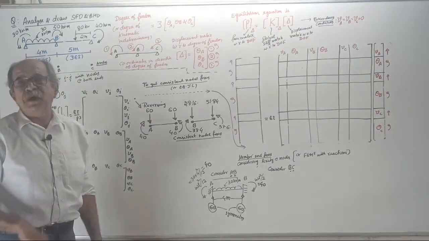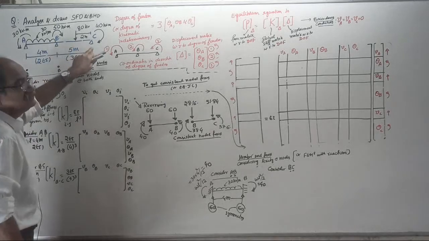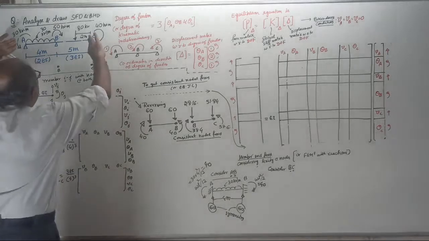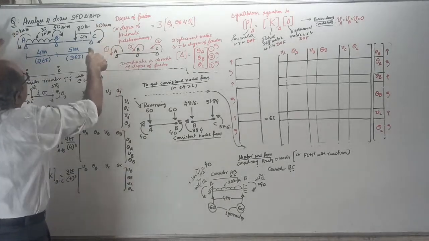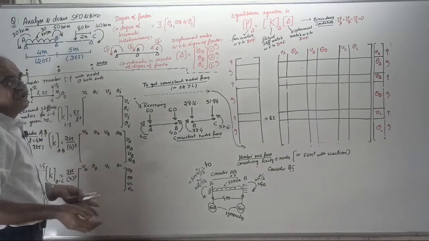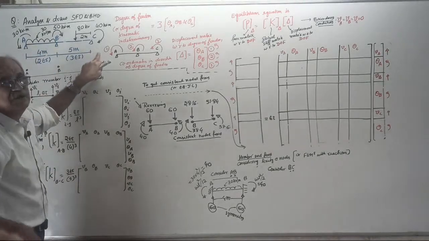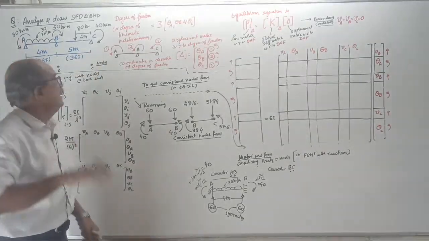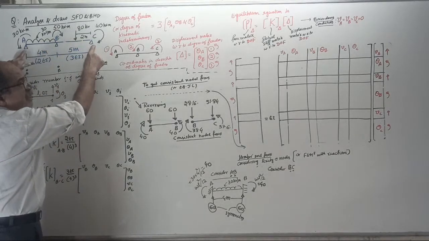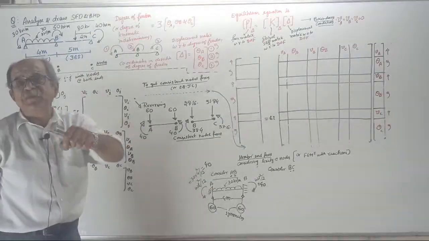And also remember, I am giving couples at the end supports. This is very important. See, usually these couples come because of overhangs. This couple will come if there is an overhang here. But here couples are given, that's all. Suppose couples are not given, leave it. See, in the final answer, moment at A and moment at C, both will come 0 if couples are not there. I will give homework at the end of the class.